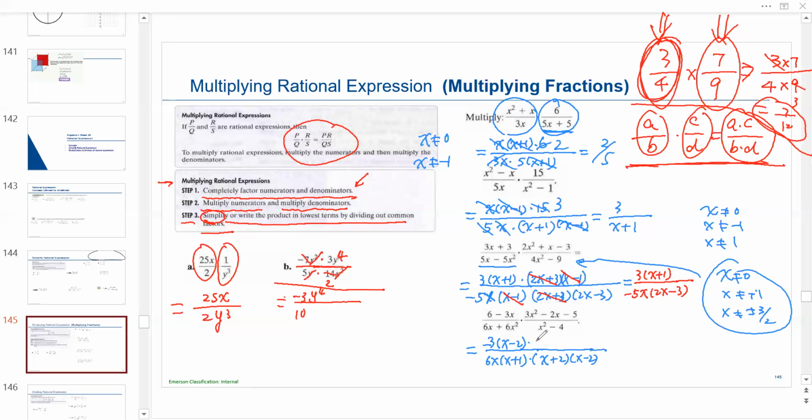What about the top part? 3x minus 5, right? x plus 1. Check it. 3x squared, positive, -5. So you got a -2x, -5. So again, just write down here, x cannot equal 0, x cannot equal -1, x cannot equal -2, and x cannot equal +2. We come from here, right?